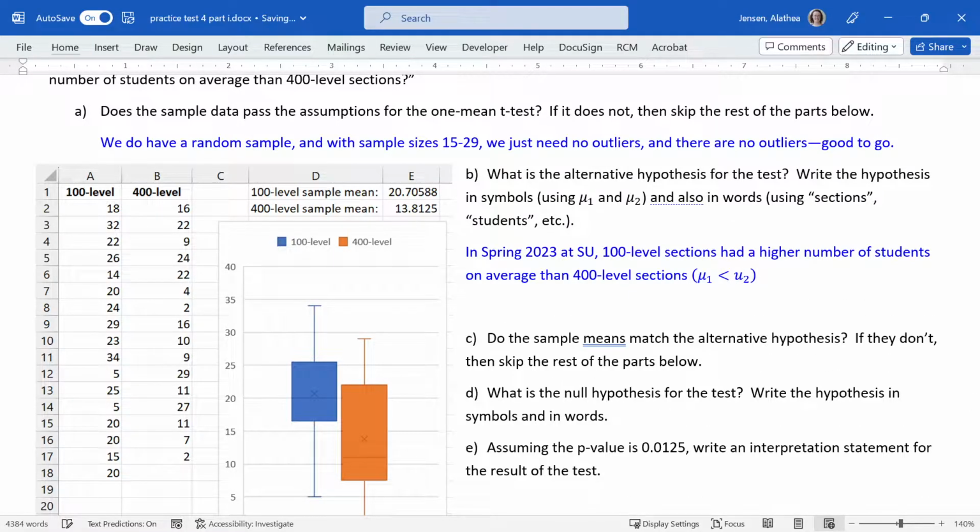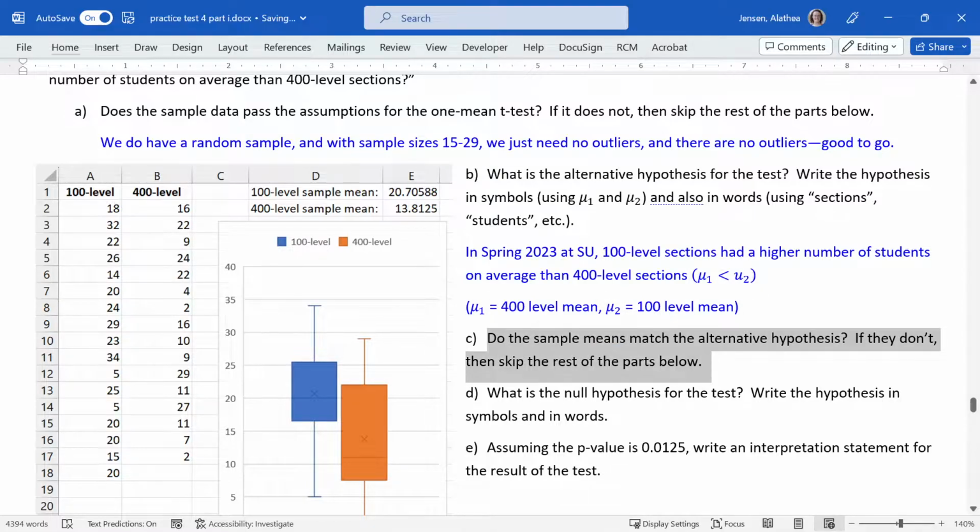So that means that mu1, the one I think is lower, is actually the 400 level sections, according to the way this question is written. So it's going to be the 400 level mean, and then mu2 is going to be the 100 level mean that I think is higher. Okay, so that is our alternative hypothesis in both forms, and then I've told you which one is mu1 and mu2. So next question is, do the sample means match the alternative hypothesis? And if they don't, then you have to skip the rest. You can't do the test.